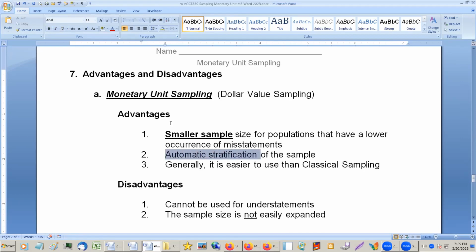Automatic certification of the sample: it automatically picks the larger items more often. And if they get to a certain size, it's 100%, it'll pick those items. So the more material they are, the more likely they'll get picked. And if they go larger than the interval, it's 100% they'll be picked.